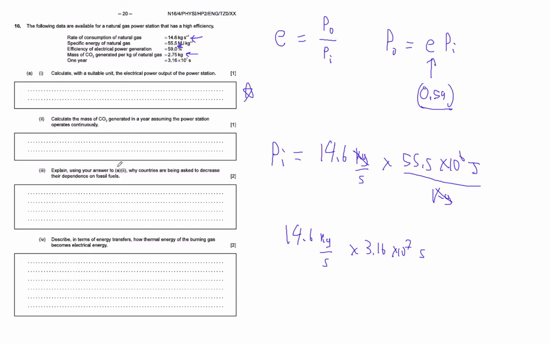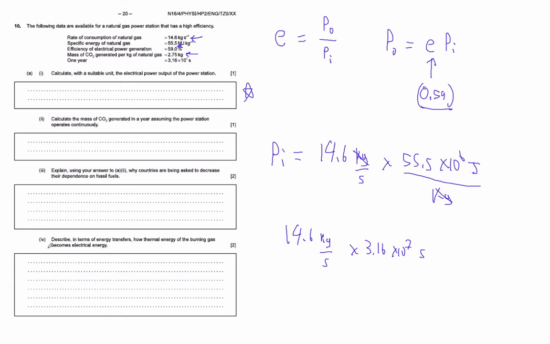Explain using your answer why countries are asked to decrease their dependence on fossil fuels. Well, see, now I thought one of the marks would be that burning fossil fuels releases carbon dioxide. Carbon dioxide leads to global warming. Okay, see if you can get it. I don't know. You'll see the mark scheme, but try to get it before you look at the mark scheme. You need to say greenhouse effect and climate change. Okay, and then you need to say that I think CO2 leads to climate change.